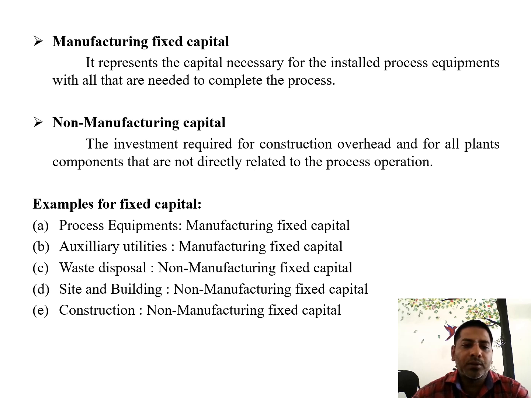There are some examples. Process equipment is part of the manufacturing fixed capital. Utilities are manufacturing fixed capital, and waste disposal is non-manufacturing. Site and buildings are non-manufacturing fixed capital, and construction is also a non-manufacturing fixed cost.